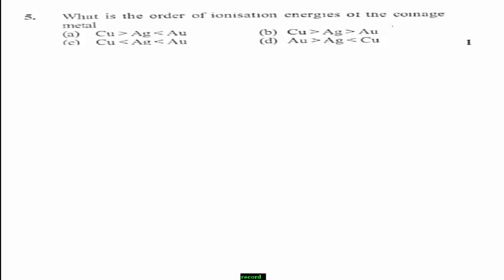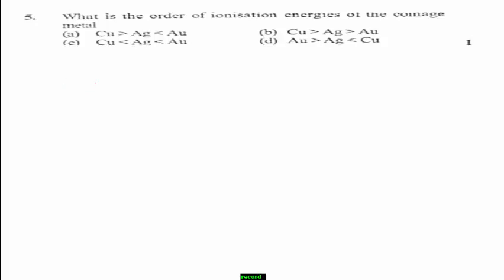What is the order of ionization energy of the coinage metal? Option A, Cu is greater than Ag, less than Au. Option B, Cu greater than Ag, greater than Au. Option C, Cu less than Ag, less than Au. Option D, Au, meaning gold, greater than silver, less than copper.